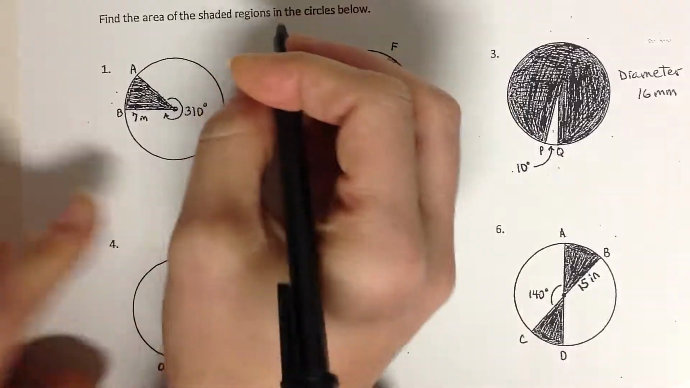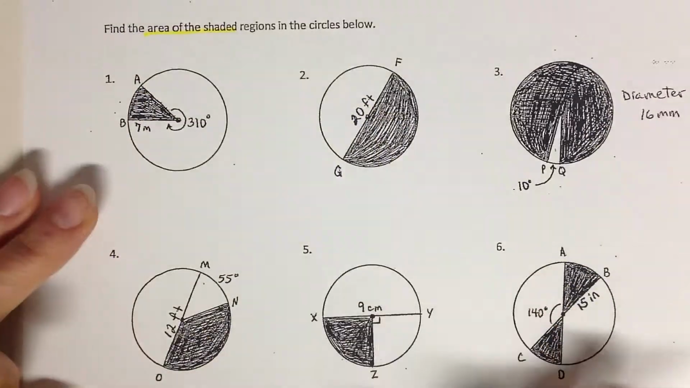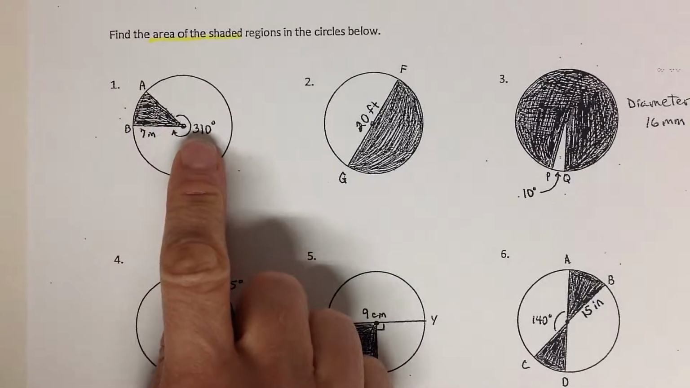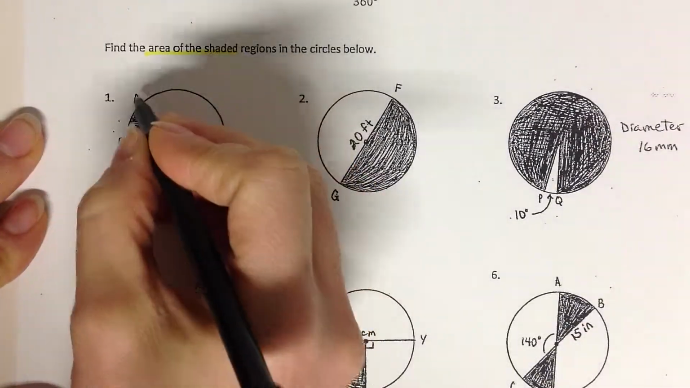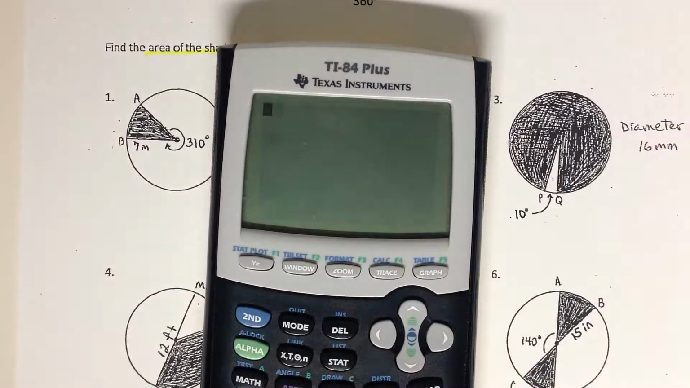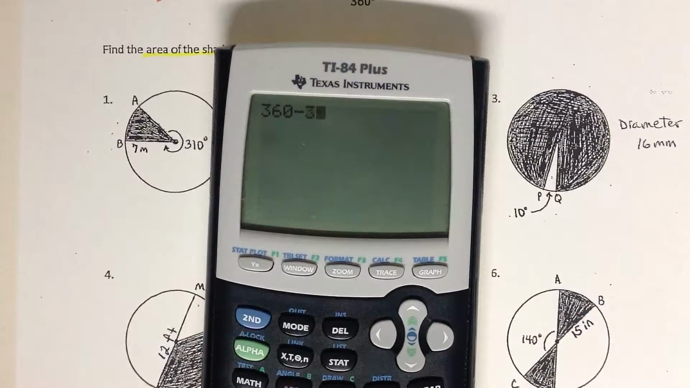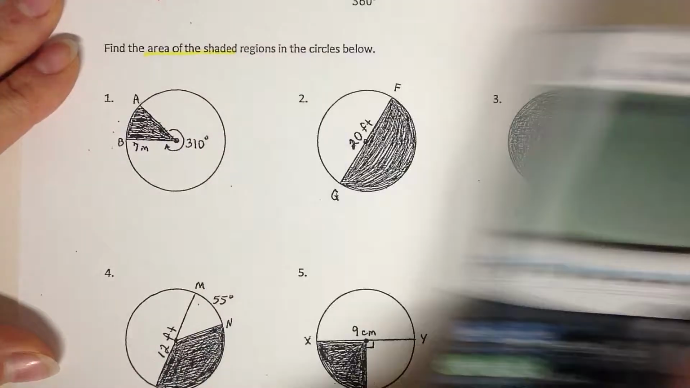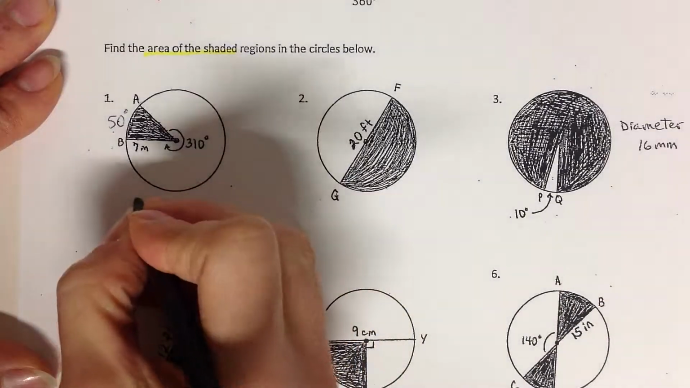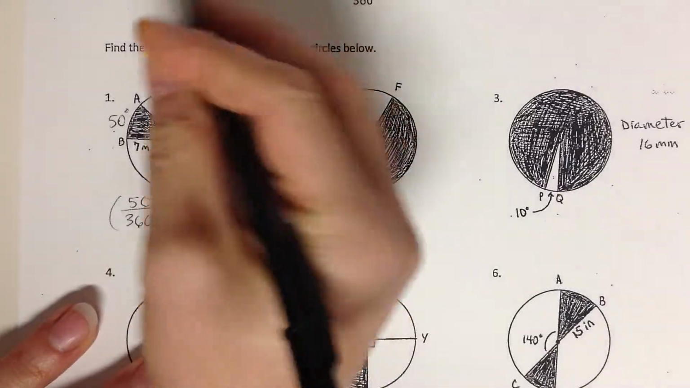Okay, here I'm finding, what am I finding? Directions. I should read directions. Find the area of the shaded regions. Okay, so the shaded part here is here. Is it the 310? No, that's too big. 310 is everything else. So I need to subtract from 360, minus 50 degrees. Okay, so I want 50 out of 360, and I'm using area.